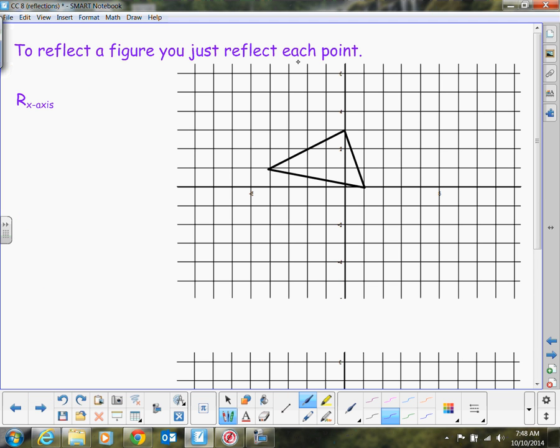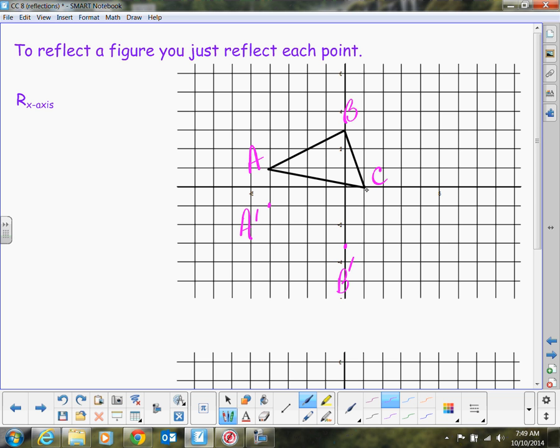That's one of the things they're going to ask you to do on your homework. To reflect a figure, you're going to reflect each point. So if I want to reflect this triangle over the x-axis, how high is this point? 1, so I have to go 1 down. Let's name this ABC. So now this is going to be A prime. How high is B? 3, so I'm going to go 1, 2, 3 below. There is B prime. And you want to label your vertices as you do it.